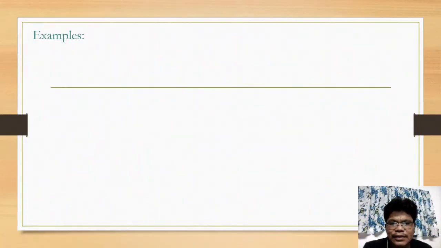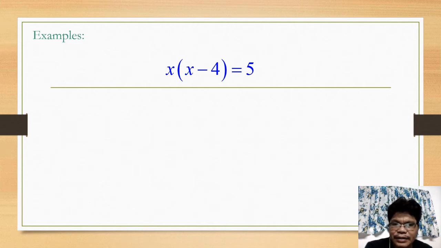So let us now proceed to the next example. x times the quantity x minus 4 equals 5. Now on this equation, you need to simplify first the left member of the equation so that you can arrange it into standard form. Now multiply x by x minus 4. What is x times x? So the answer is x squared. What is x times negative 4? So the answer is negative 4x. So the resulting equation is x squared minus 4x equals 5.